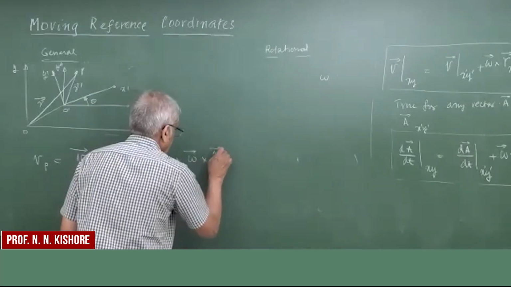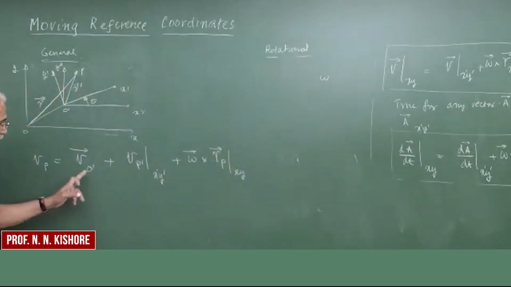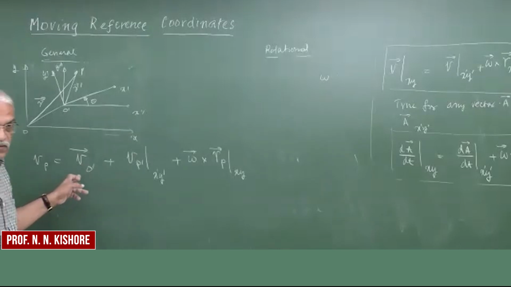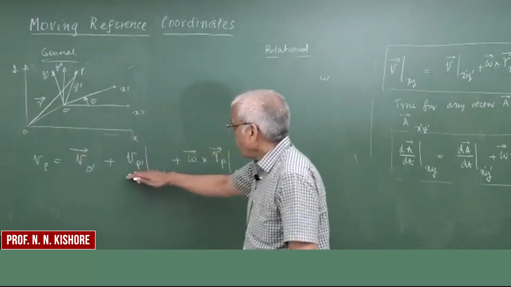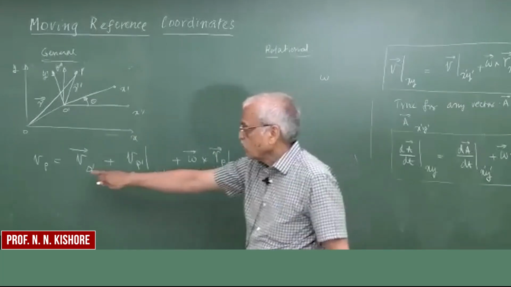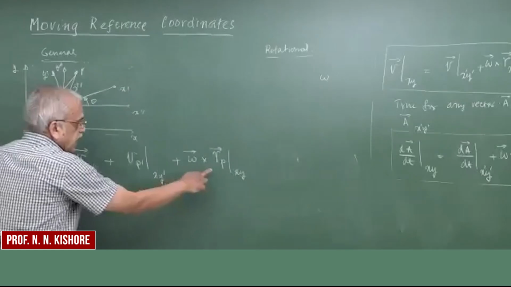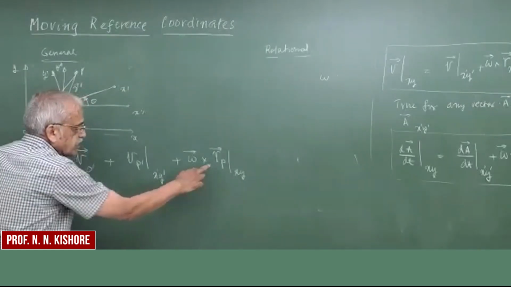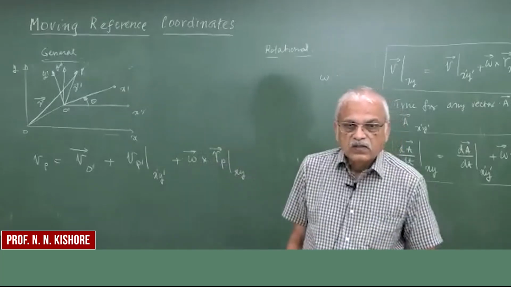So this is the same thing as that, except that I added a velocity of the origin. The velocity of the origin is coming to the picture because of translational motion, and this is the observation made. So together, this is if it is translational, and we also have another term here because of the rotational component.